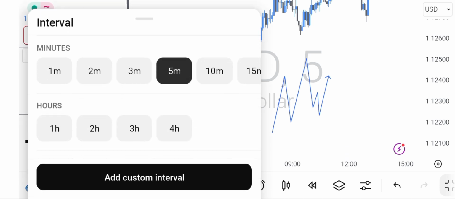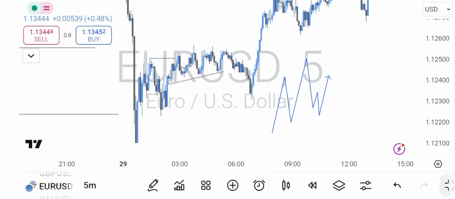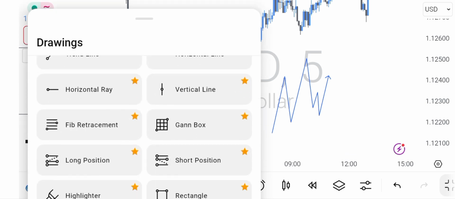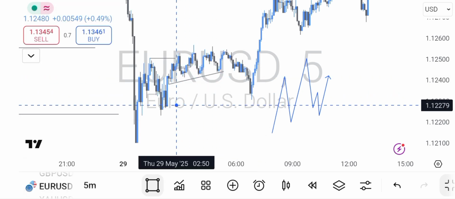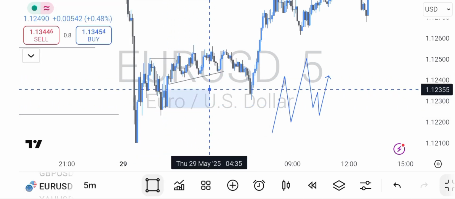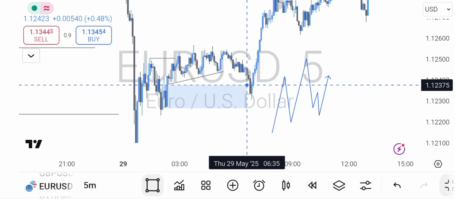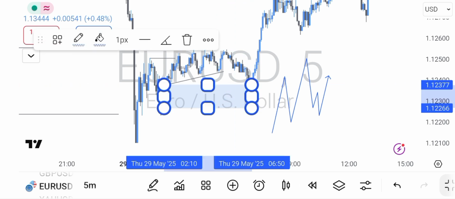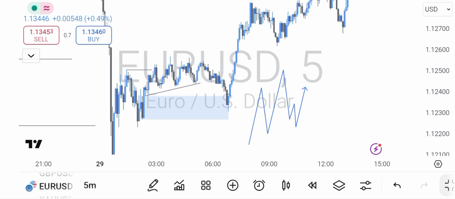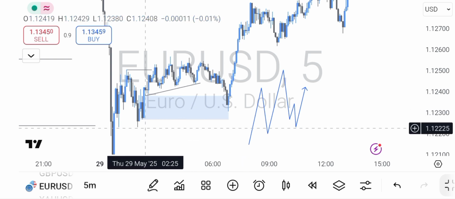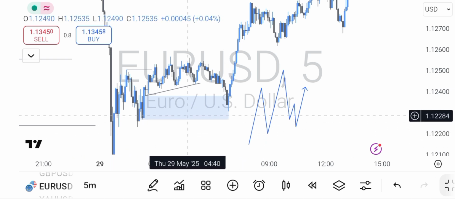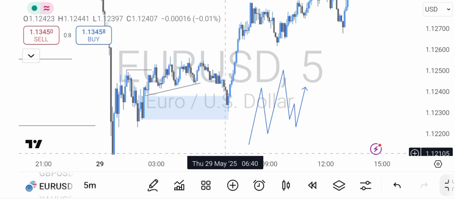Everybody was taken out around this side, and then price respected this demand zone, and all that liquidity was taken out. So that was what I saw the first time. This now confirms to me that price may no longer want to go bearish.